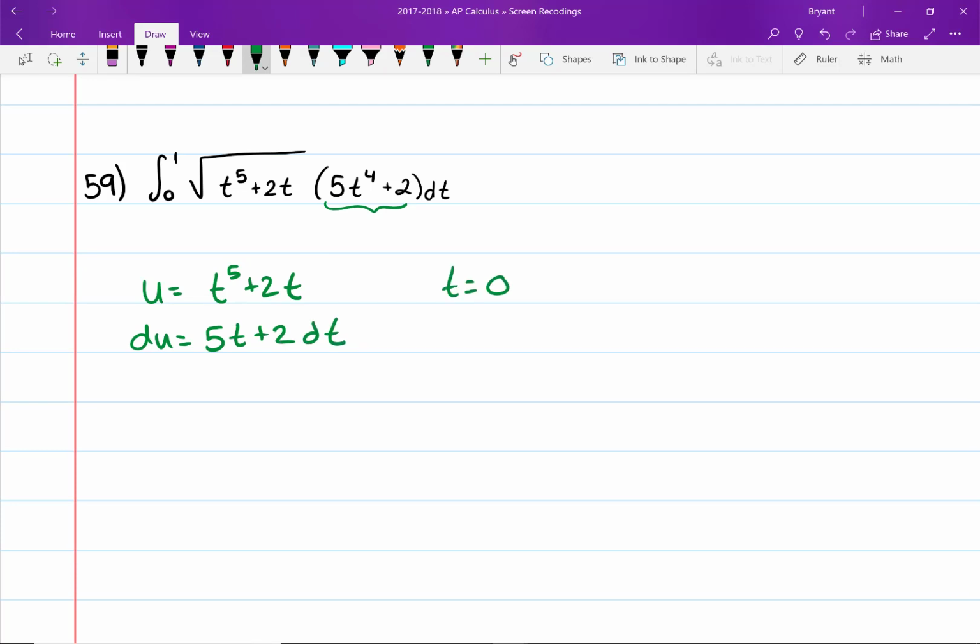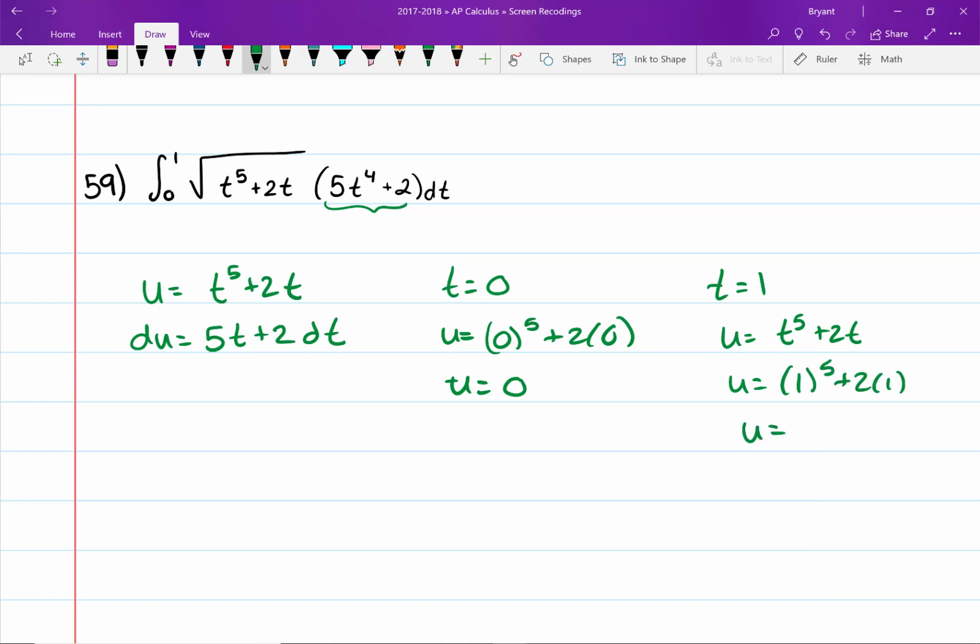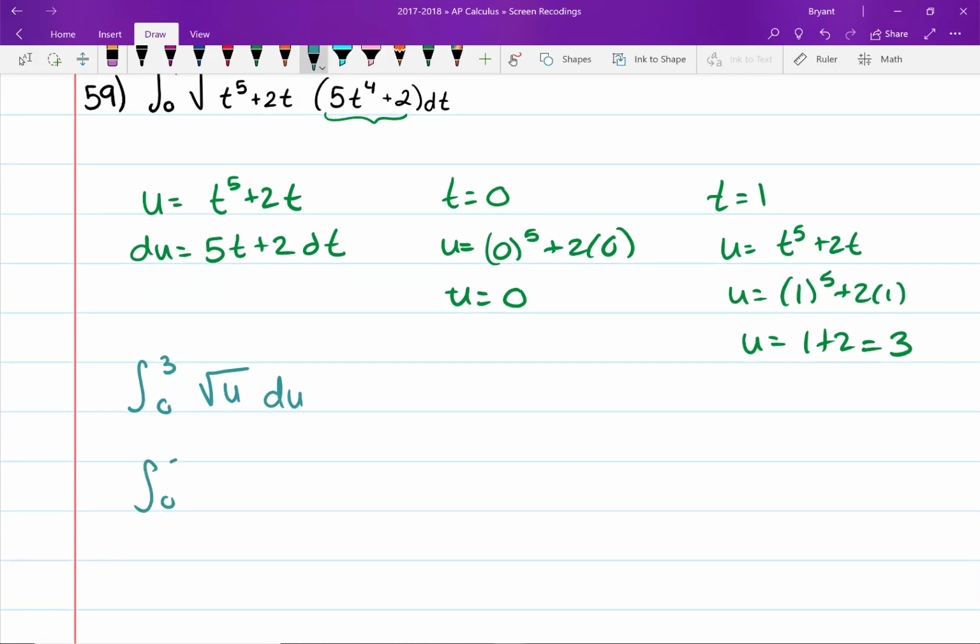So when t equals 0, you get that u is equal to 0 to the 5th plus 2 times 0, which is just 0. When t is equal to 1, we get u is equal to 1 to the 5th plus 2 times 1, which is 1 plus 2, which is 3. So let's rewrite our integral. This becomes the integral from 0 to 3 of the square root of u du. I always like to write my square roots like this, with a fractional exponent. Makes it a little easier for me to integrate.